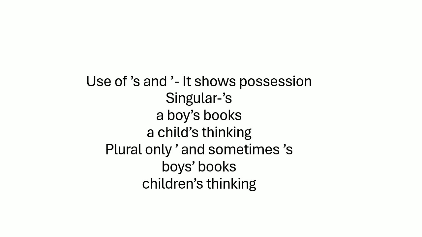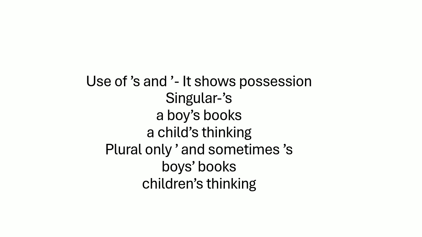When you are talking about singular things, you have to use both apostrophe and s, because singular things don't have their own s. A boy's books, a child's thinking. Here we are talking about books of one boy. We are talking about a child's thinking. These are singular things. They don't have their own s. So we'll use both apostrophe and s.